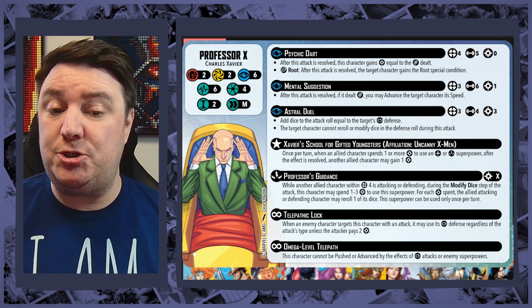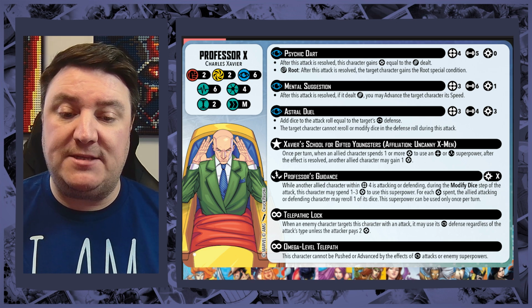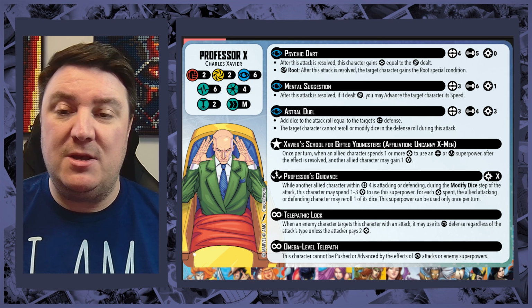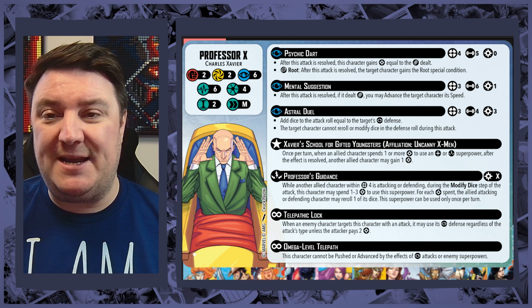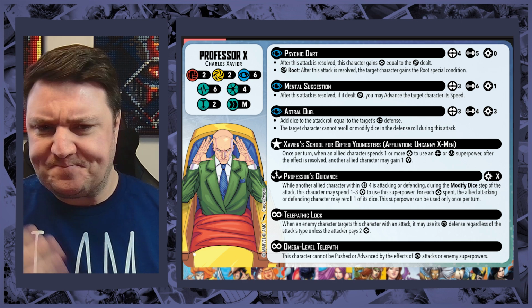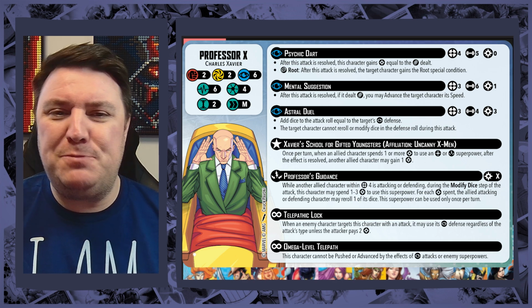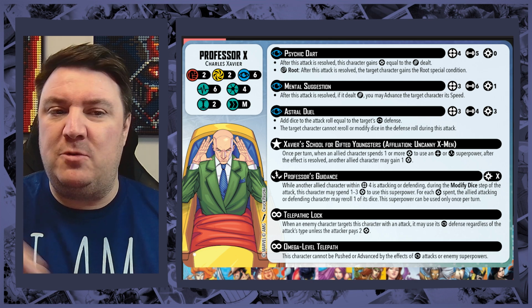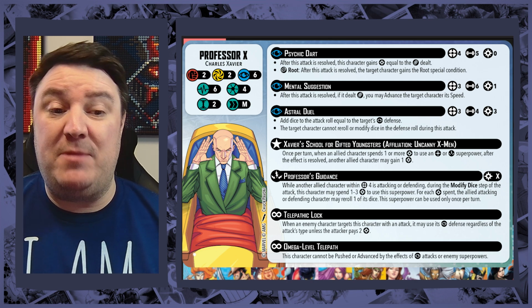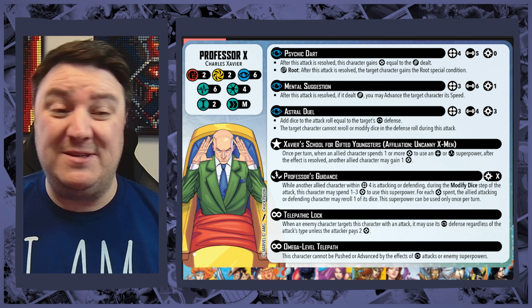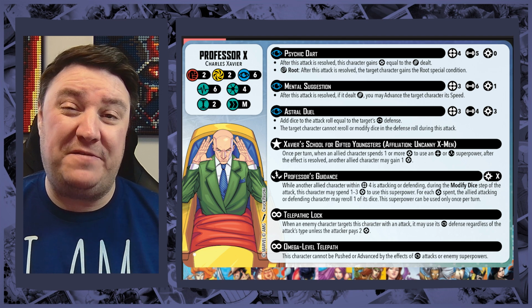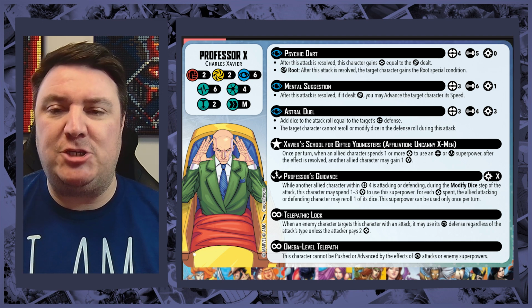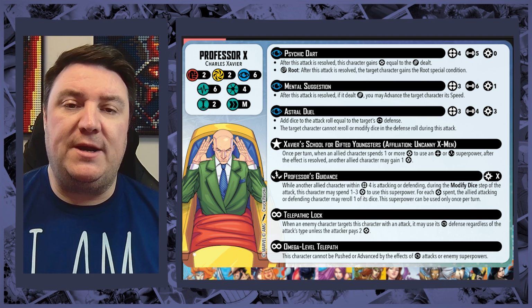This character cannot be pushed or advanced by the effects of mystic attacks or enemy superpowers. So meaning that he's going to kind of stay where he is, sort of a backish point holder, being able to pick off people with his mental suggestion. And then really what you want him in there for is that leadership, but also that professor's guidance, maximising the damage output of some of your other characters.